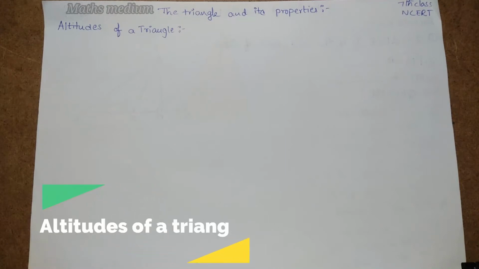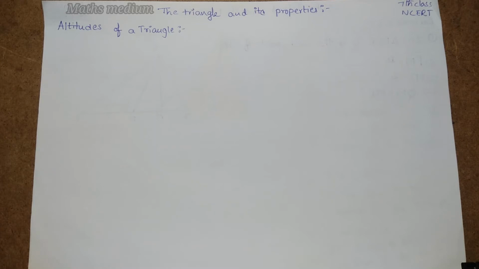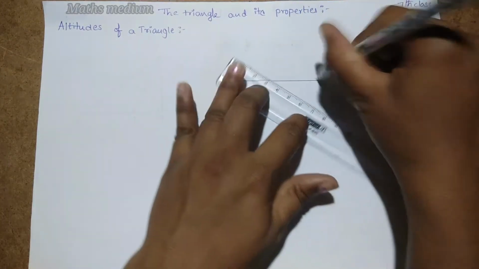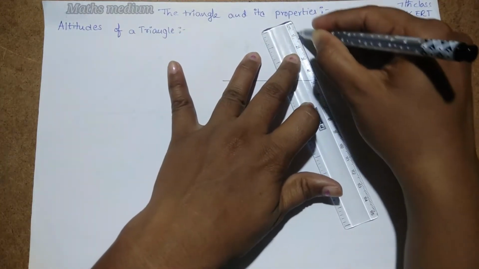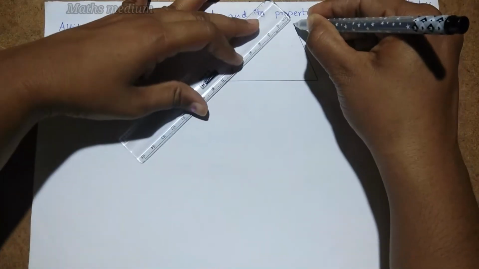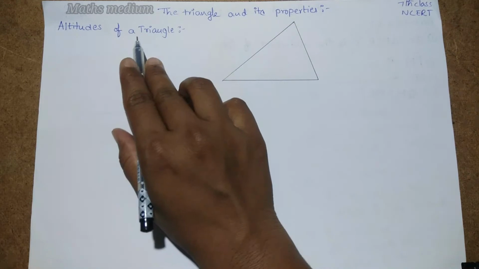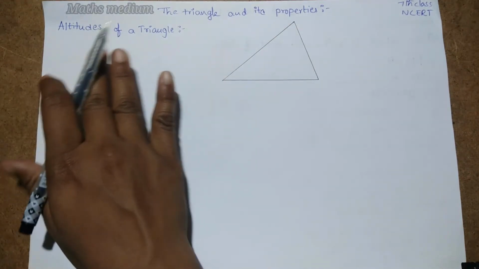Today I came with a new topic, that is altitudes of a triangle and its properties from 7th class NCERT. In the previous session we completed the median of the triangle. In this session we are going to learn about the altitudes of a triangle. In order to know about the altitudes of a triangle, we have to take a triangle as an example. If you take any triangle, either scalene, isosceles or equilateral, we have to make the altitudes of that triangle.